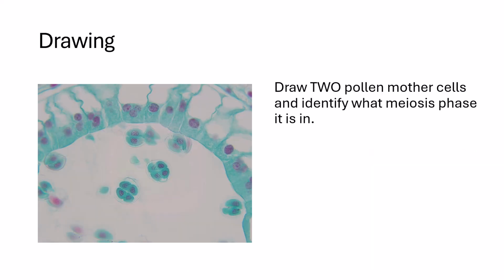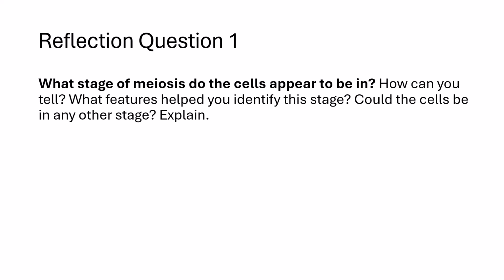Here's one of the images I took. Based on what you learned in the previous slide, what phase would this be in? Draw a couple of pollen mother cells and label it with the phase you identified. Pause the video to do your sketch. Look for key indicators such as pairing of homologous chromosomes, separation of chromatids, or formation of new nuclei. Pause the video and record your reasoning in your lab notebook.